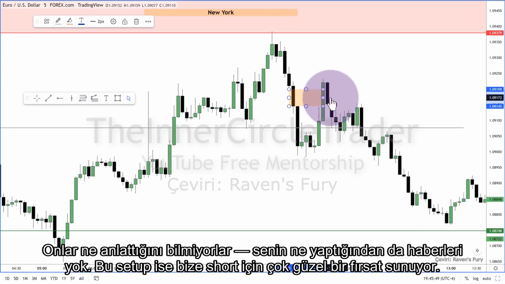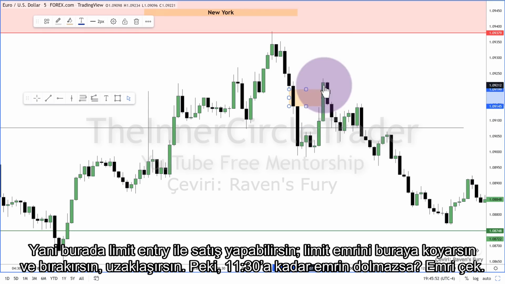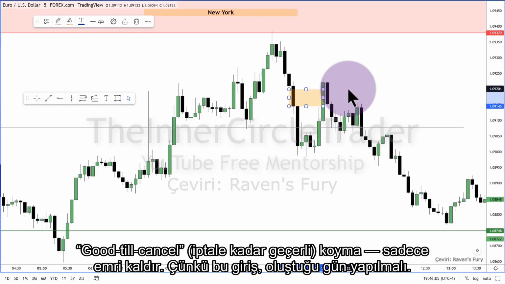This setup here gives us a nice opportunity to get short. So you could be a seller here on a limit entry. You place your limit order here and you just walk away from it. You let it go. Now, what happens if it doesn't fill you by 11:30? Pull the order. Don't put it good till cancel. Just pull it, because you want to be entering on the day that it creates this.